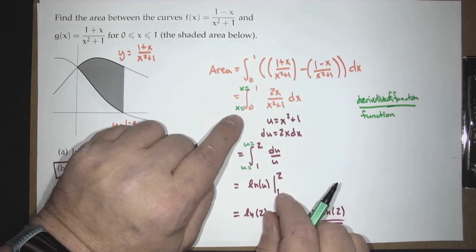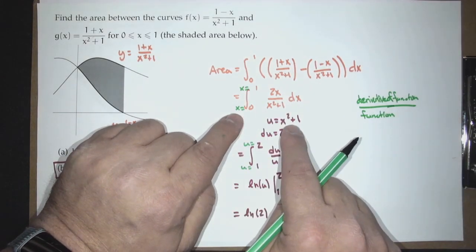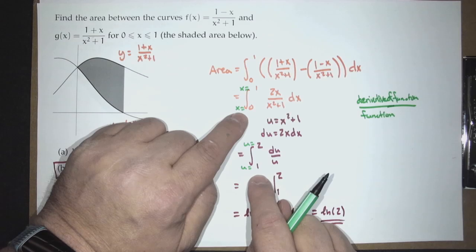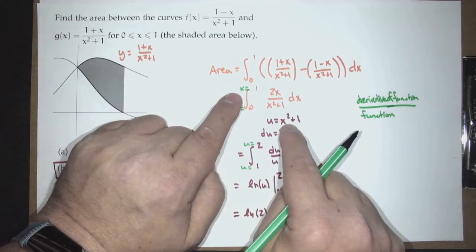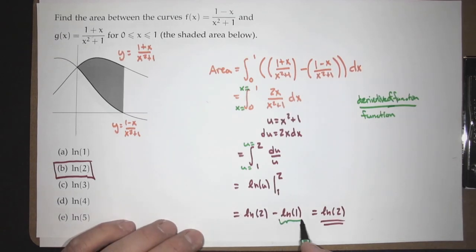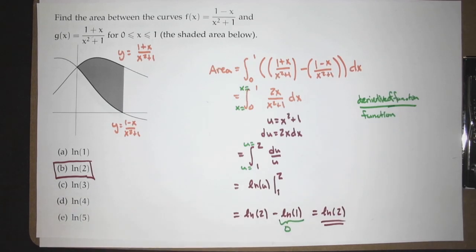The way you get those is to plug into the relationship. When x equals 0, 0 squared plus 1 is 1. When x equals 1, 1 squared plus 1 is 2. So we end up with log of u evaluated from 1 to 2. Log of 2 subtract log of 1. Log of 1 is 0. So our final answer is log of 2. All right. Good. Any questions on that one?